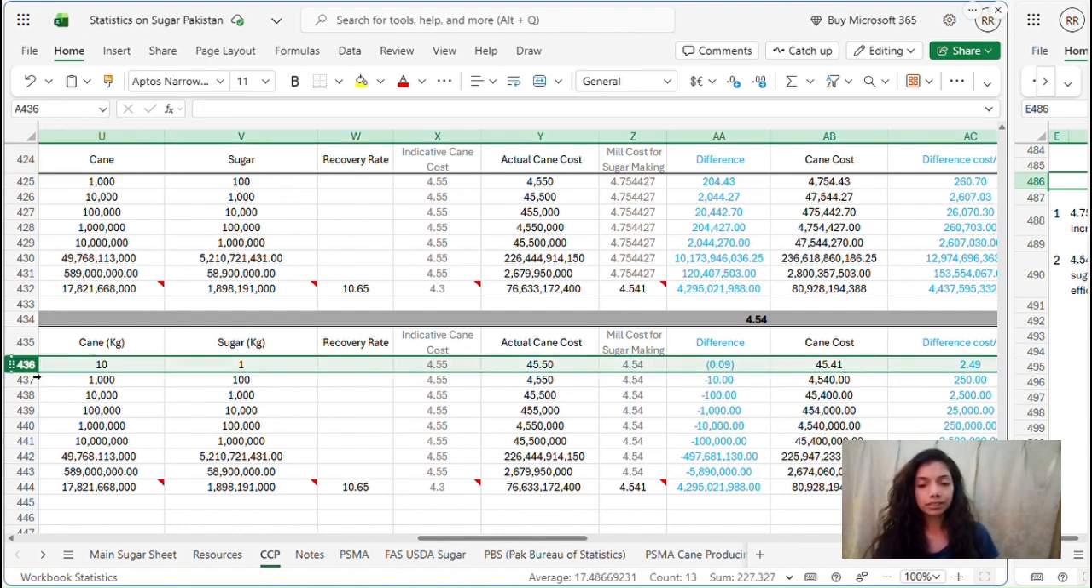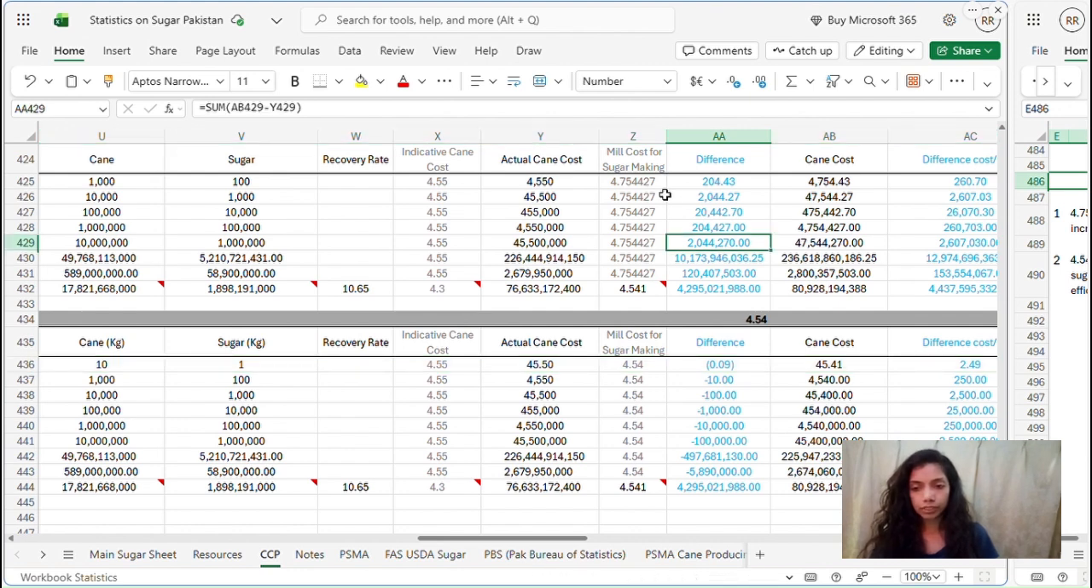This is the additional entry that I have made to refer to 45.50 and 45.41 per kg cost. That is quantities of cane required to produce 1 kg cost. So I have put this in here so that I could derive the other numbers below in a correct manner. And then all the tables are almost same.